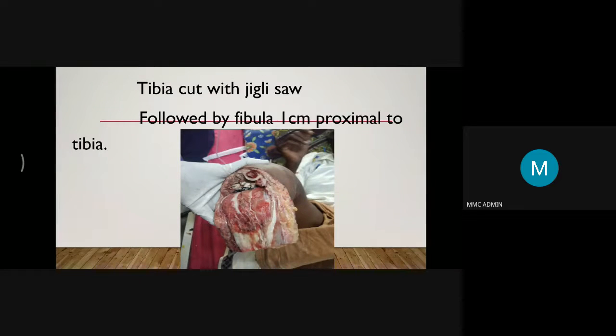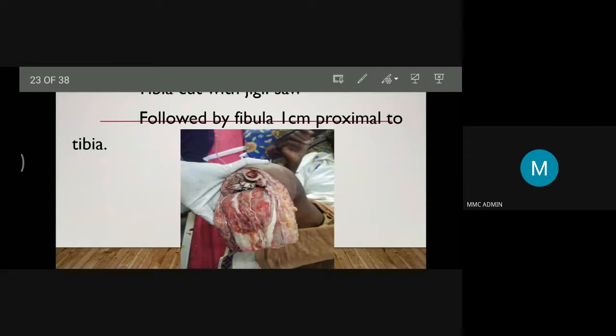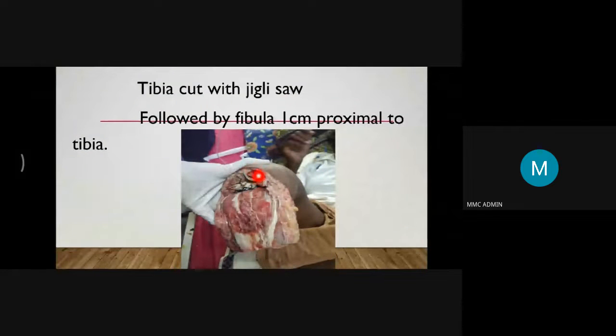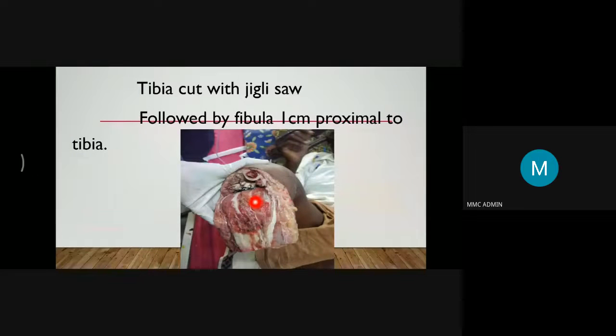This is tibia. This is tibia. Tibial stump with the bone marrow exposed. The fibula will be here, which is not seen. This is the posterior muscle with the flap left more than 1.5 times the diameter of the leg. Okay.